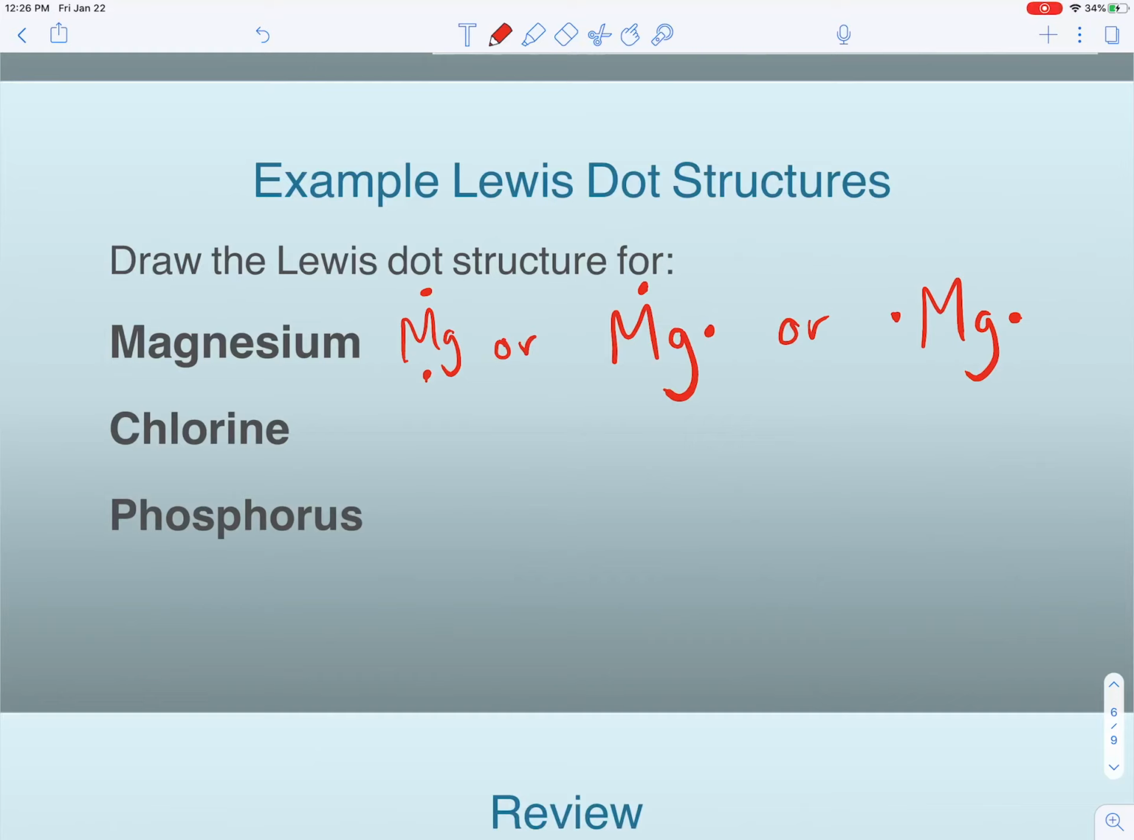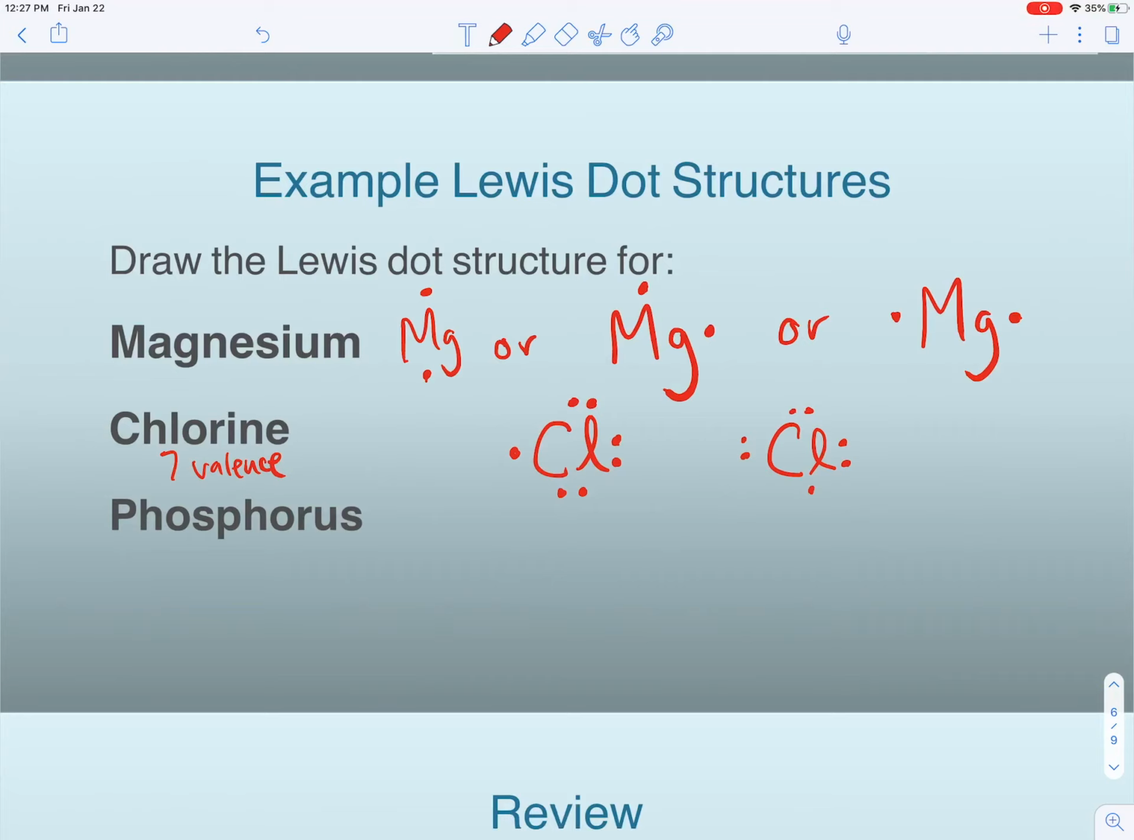What about chlorine? Chlorine is in group 17. It's got 7 valence electrons. How would we draw chlorine? We're going to draw a dot on each side first before we double up. So 1, 2, 3, 4, 5, 6, 7. It doesn't matter where that lonely dot is, as long as you make sure you draw 1 dot on each side first before doubling up.